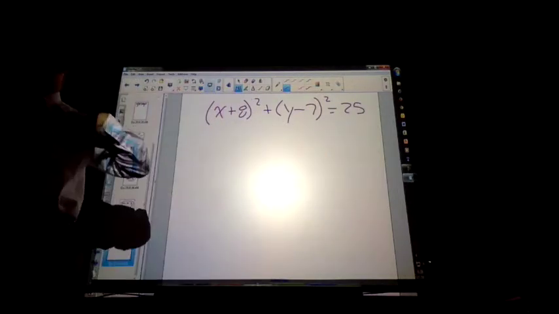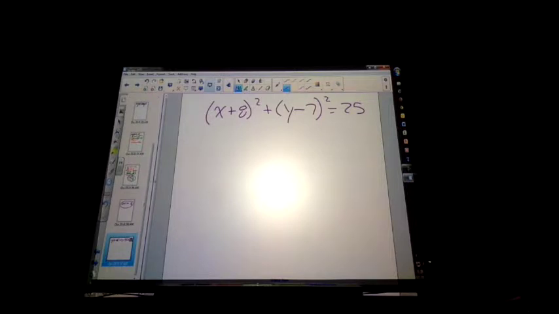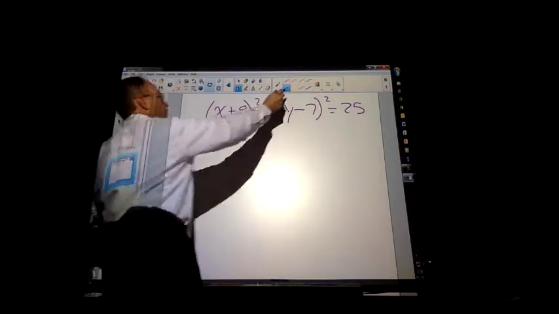Okay, there's a circle. I want you to graph it. When you graph it, I want to know what the center is. I also want to know what the radius would be equal to. So what's the first thing? I want to know the center of this circle. What's the center?